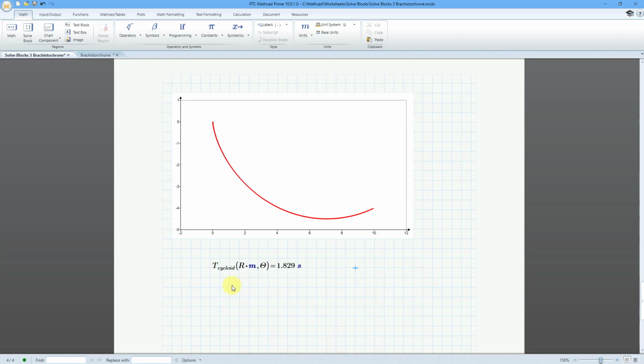So there you have it. That is how you can use a solve block for solving a nonlinear system of equations.